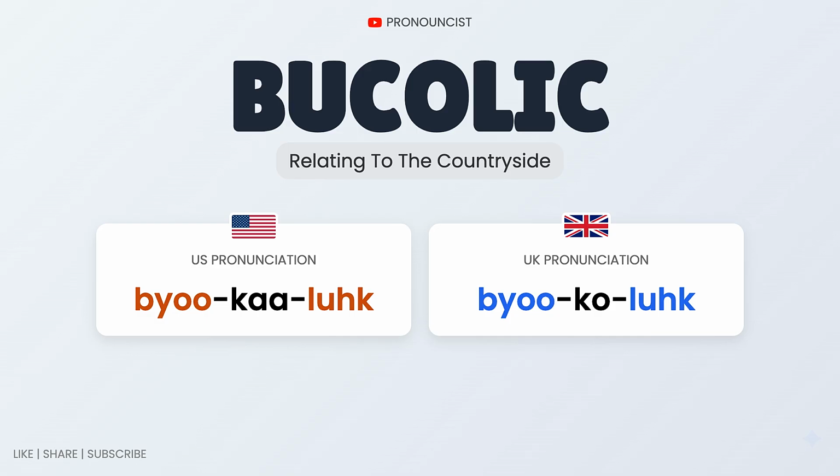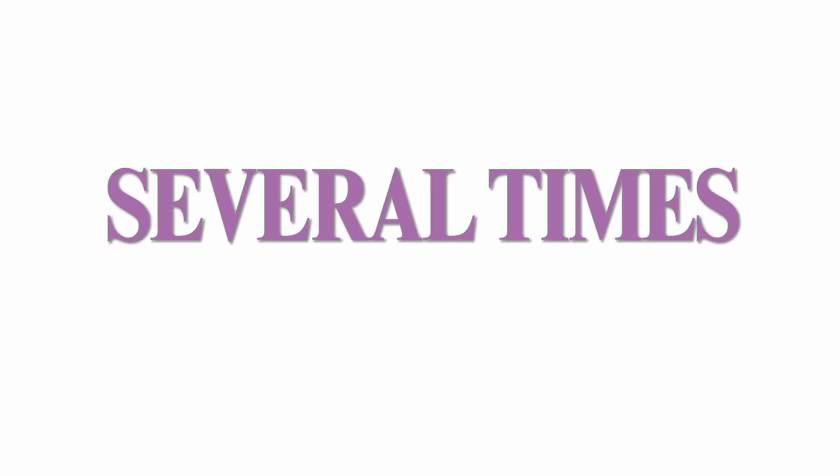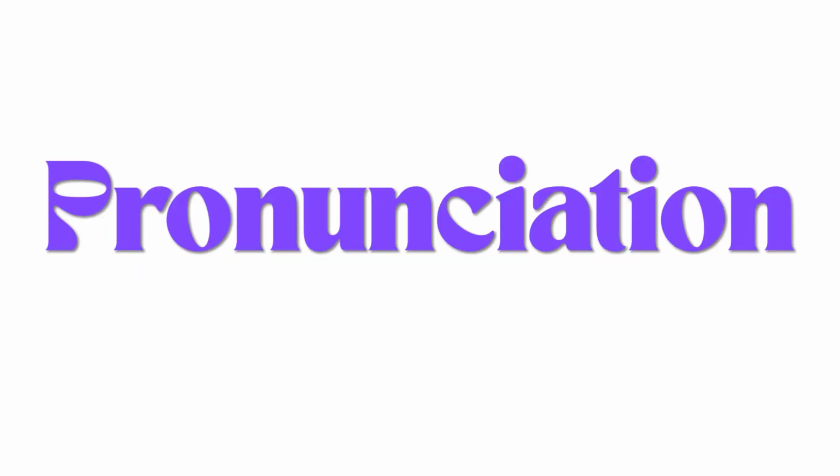Practice repeatedly and you'll soon be able to say this word perfectly. The best way to practice is to repeat the syllable multiple times. The meaning of the word is relating to the countryside. Try repeating this word several times to improve your pronunciation.